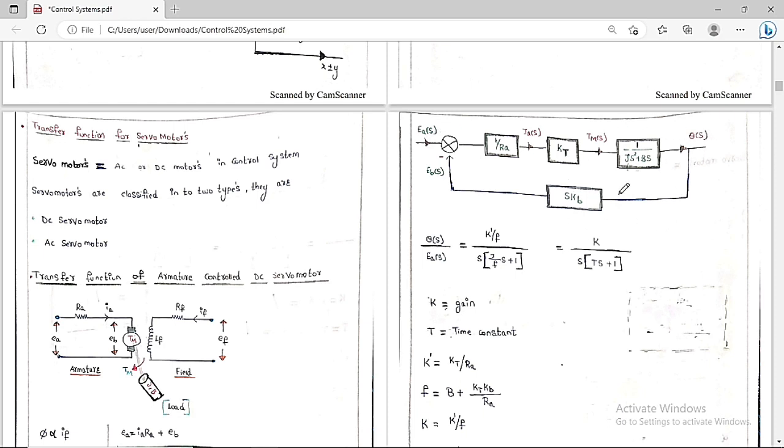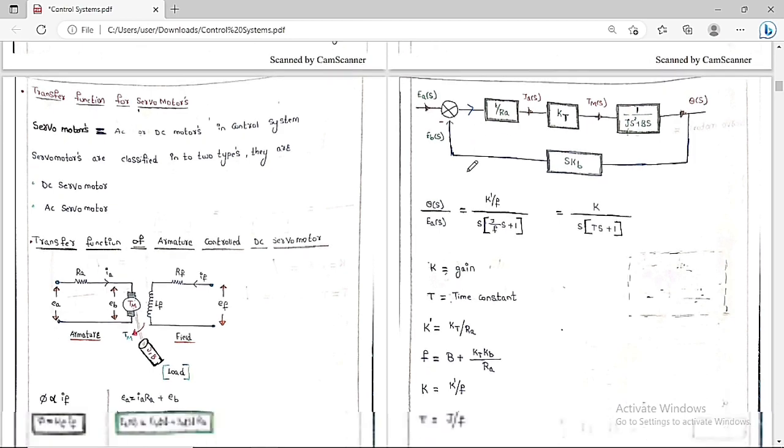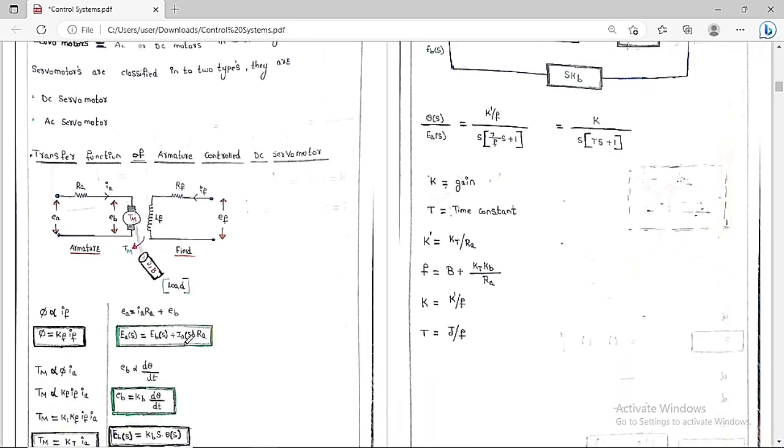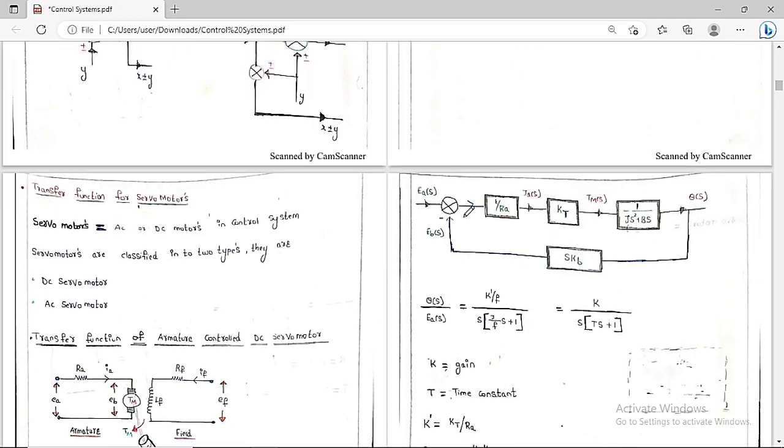Now you will see the block diagram. What is the equation here? This is the back EMF, so we get Ea(S) minus Eb(S). Here this is nothing but Ia(S). You can see clearly Ia(S) is equal to (Ea(S) minus Eb(S)) by Ra. Same thing we have got: (Ea(S) minus Eb(S)) by Ra is nothing but Ia.